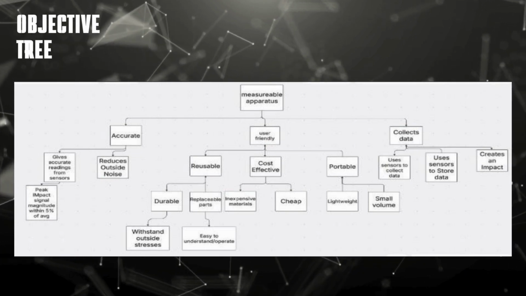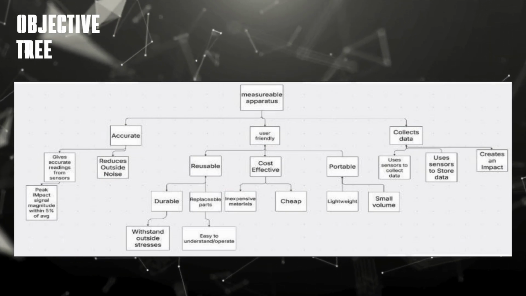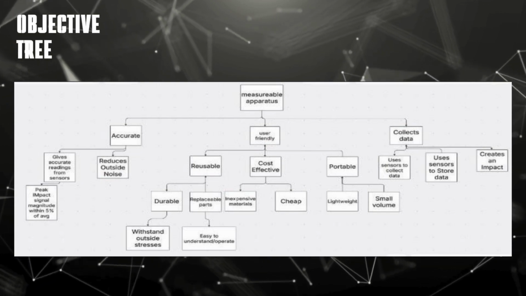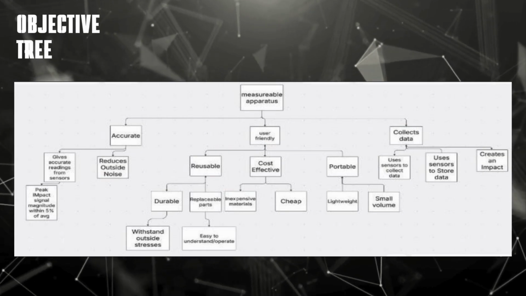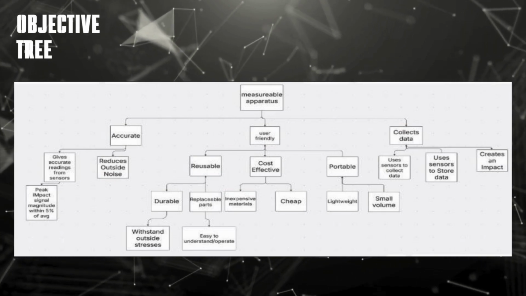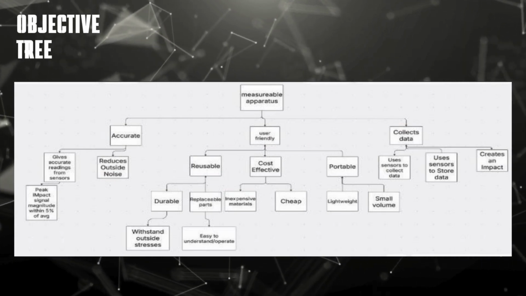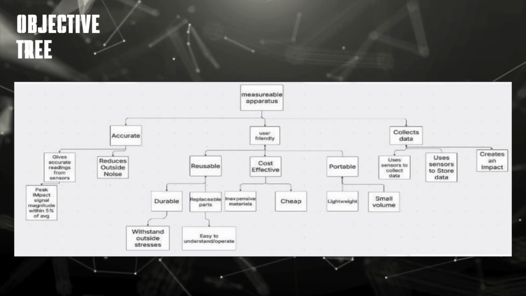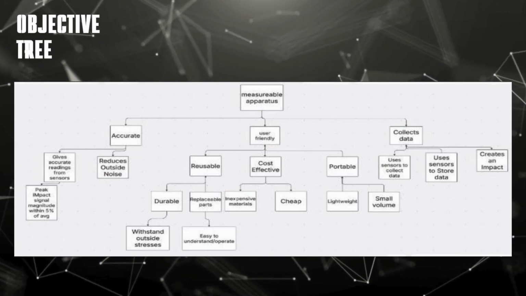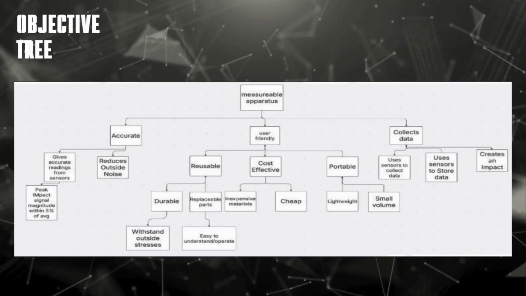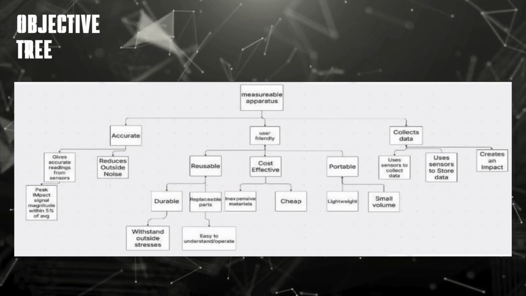Before we could get into designing anything, we had to break down the system into an objective tree to truly see what we needed to complete for this project. The system could be broken down into three main categories, being accurate, user-friendly, and data collection. These three functions could be broken down further into sub-functions and sub-sub-functions. Breaking the system down into functions allows us to see the big picture and how each part contributes to the final product, and it makes the project itself look more manageable.